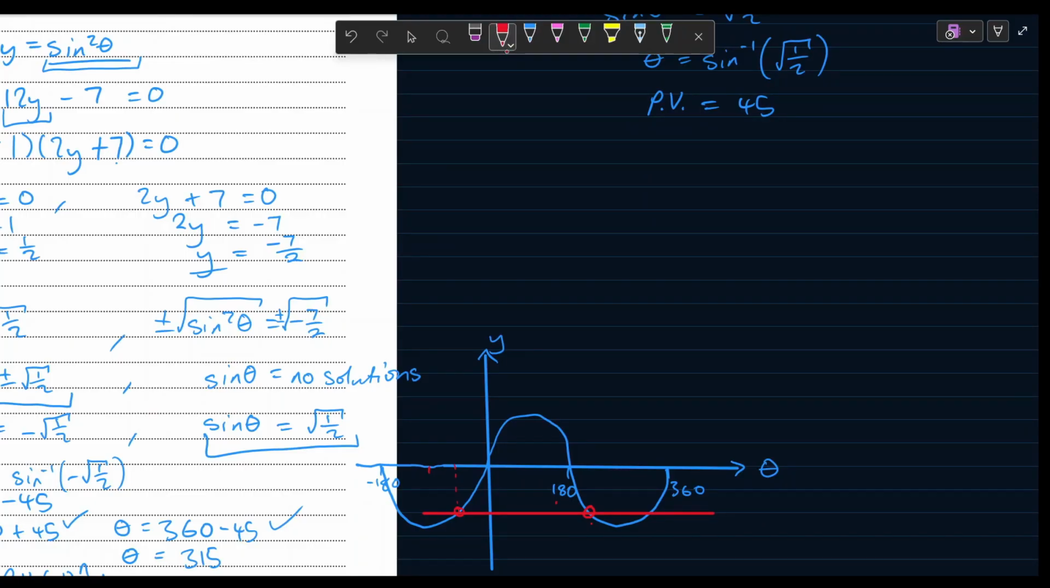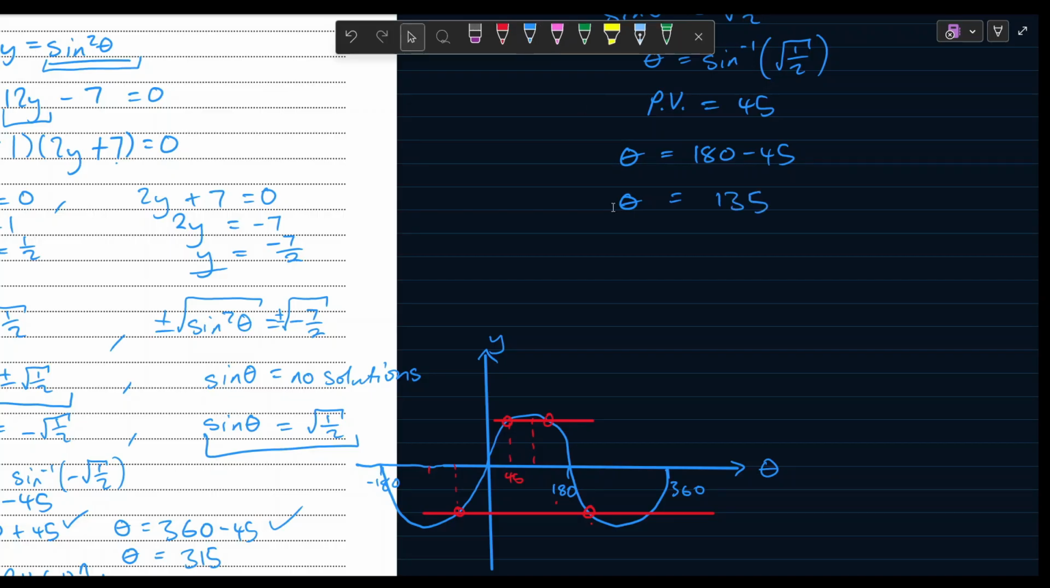45 degrees would be... 90 is here, so 45 would be somewhere there. This is 45, so let's draw a line there. The other solution would be here, at 180 minus 45. So we can say that theta is 180 minus 45, and theta is equal to 135 degrees.